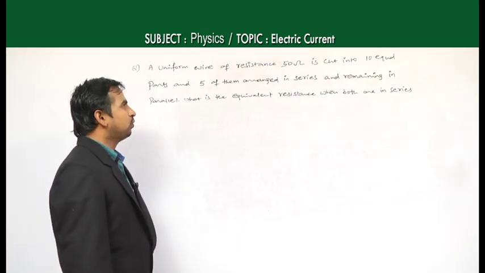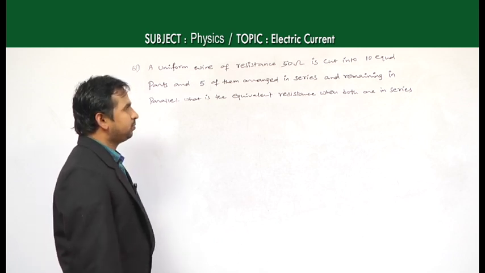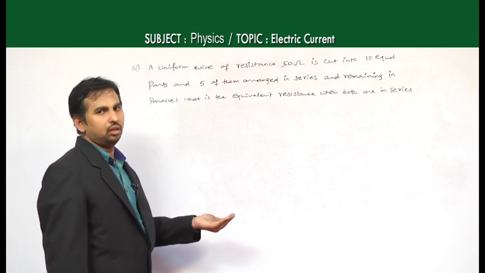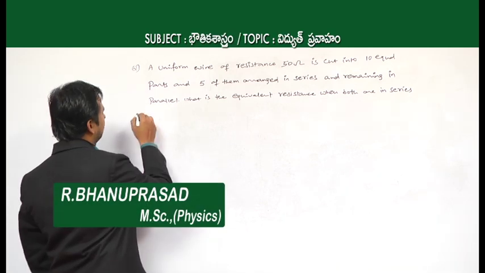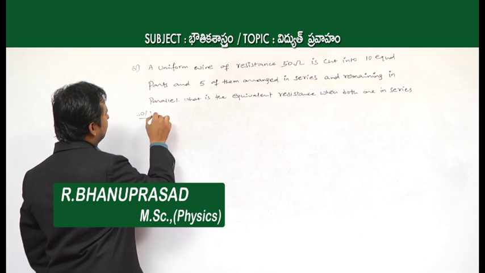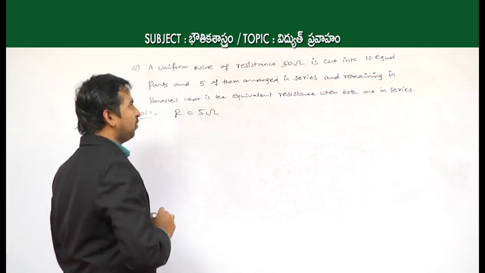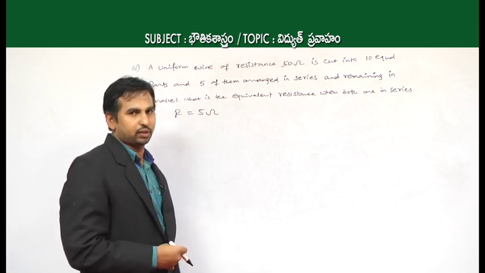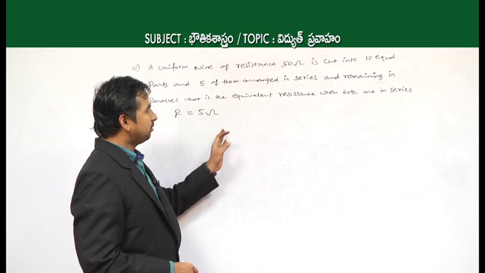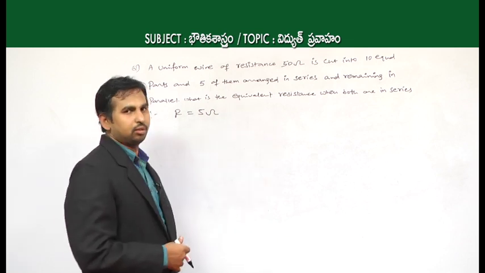So, a uniform wire of resistance 50 ohms is cut into 10 equal parts. That means we have to take 50 divided by 10, so each one has a resistance of 5 ohms. As 50 ohms is equally distributed over all 10, each one gets 5 ohms. These are first arranged in series, and later arranged in parallel.